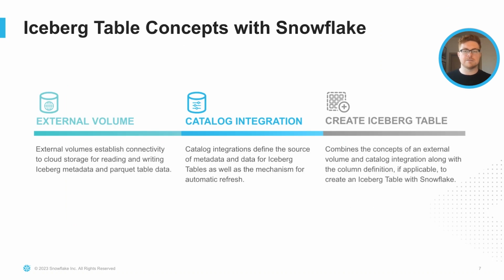With Iceberg tables comes a few new concepts in Snowflake. First is an external volume, which creates that secure connection between Snowflake and your cloud object storage like Amazon S3 for reads and writes. Then for externally managed Iceberg tables, a catalog integration is a new object. Think of this as a secure connection from Snowflake to where the table's metadata is stored. And lastly, when you're creating an Iceberg table, you're referencing this catalog integration and external volume object as parameters.